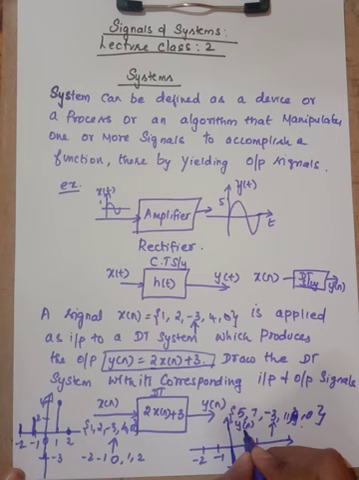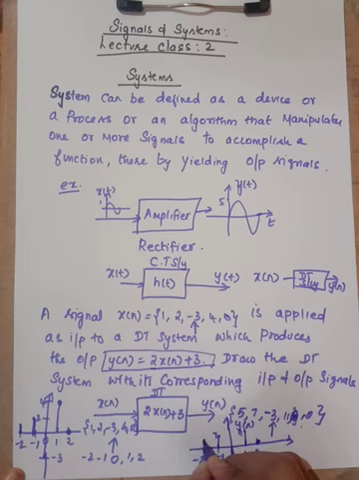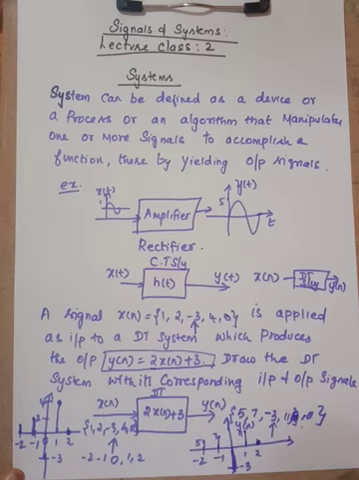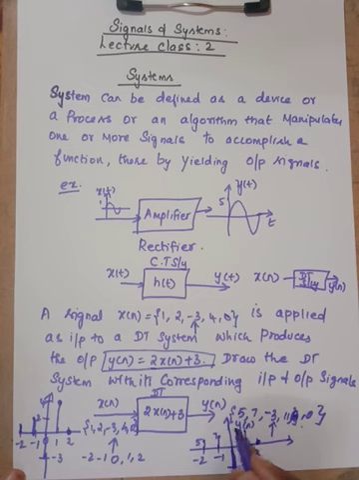Sorry, there is no space, so I am drawing like this. At 1 it is 11, at 2 it is 0, at minus 1 it is 7, at minus 2 it is 5. Okay, so here there is no need to mark the axis.